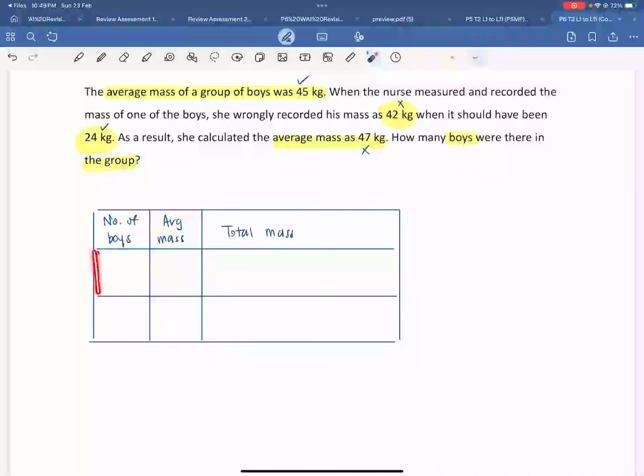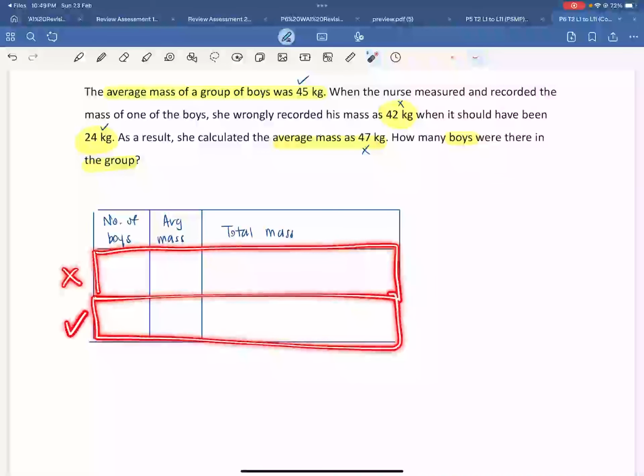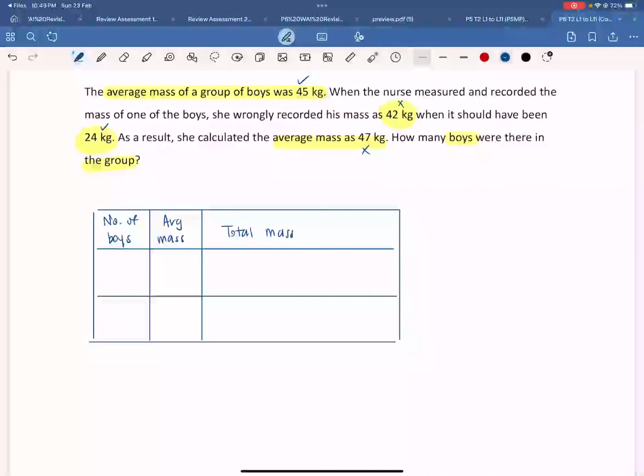So we have two scenarios: the wrong one and the correct one. Let me put this as the wrong, and this as the correct. The number of boys, we don't know. That's what we need to find. Since it's unknown, I'm just going to write 1 unit. For the wrong scenario, the average mass is 47 kg. So the total mass is 1 unit times 47, which is 47 units.